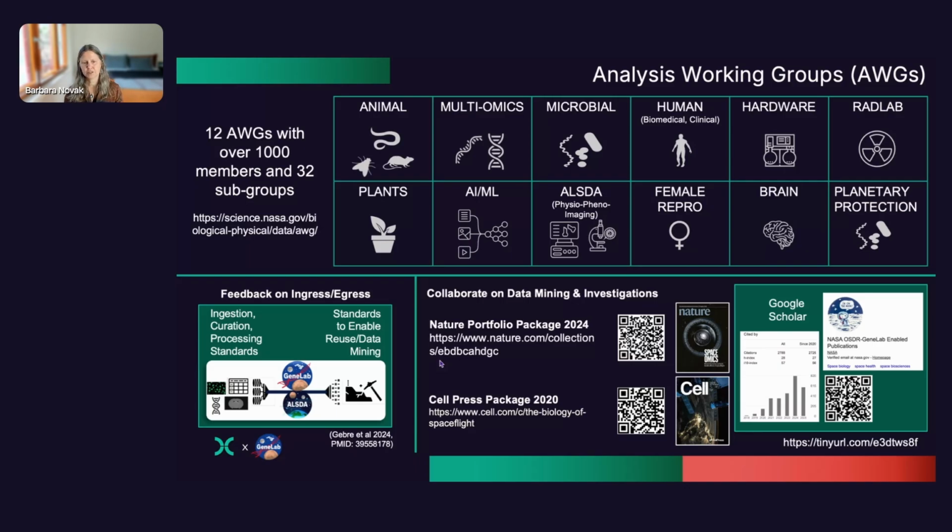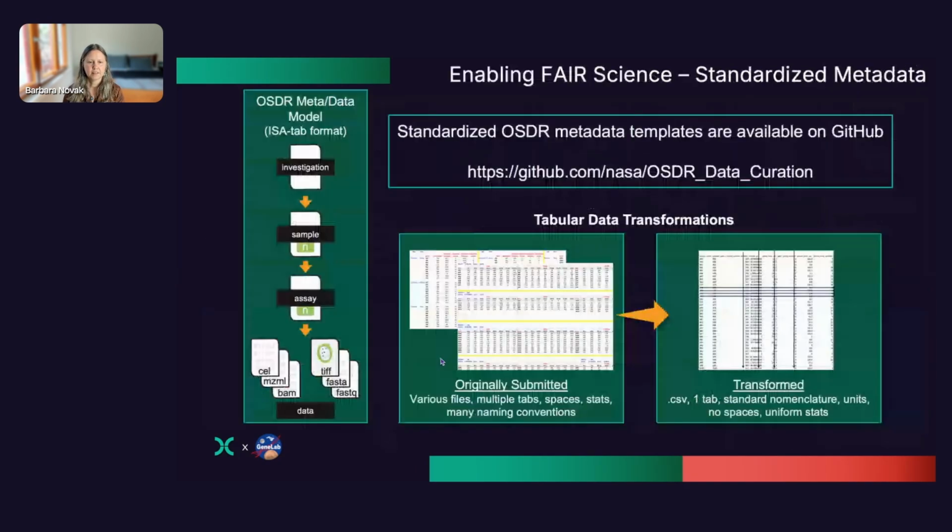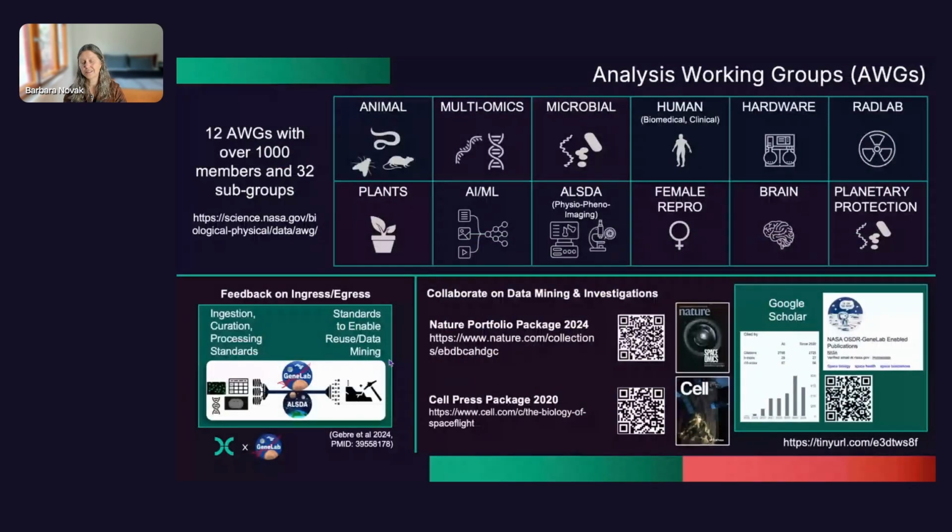Two examples of that are the Cell Press Package from 2020 on the biology of spaceflight, and the Nature Portfolio package from last year on SOMA, the Space Omics and Medical Atlas. For a full list of OSDR and GeneLab enabled publications, you can see Google Scholar at the link below. Oh, and I forgot to mention that anyone who is at all interested in space biology can check out our AWGs at the link on this slide and fill out the form to join if you're interested. All you really need is an interest in space biology.